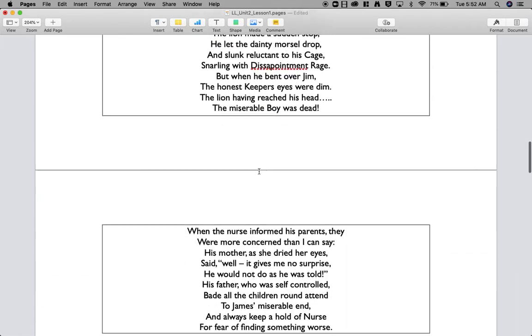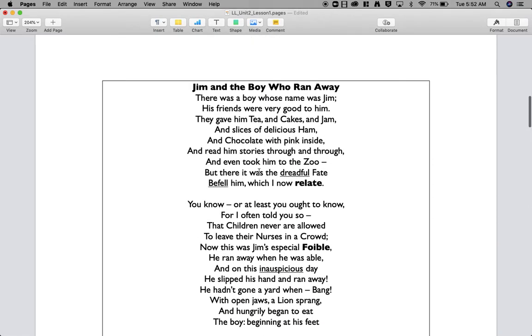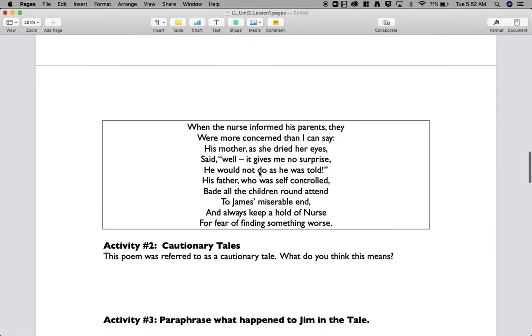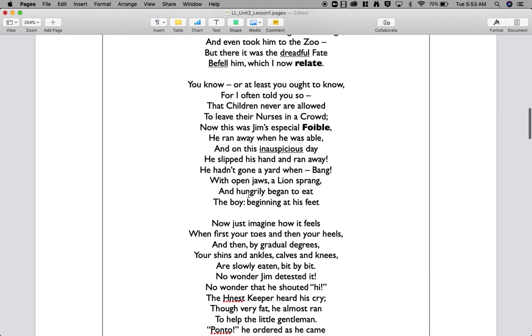Now I'm going to read Jim and the Boy Who Ran Away. If you don't want me to, if you don't hear my voice, feel free to forward this part. I will let you know that I'm finished by highlighting. I'll highlight that so you can see that while you're scribbling on the thumbnails.